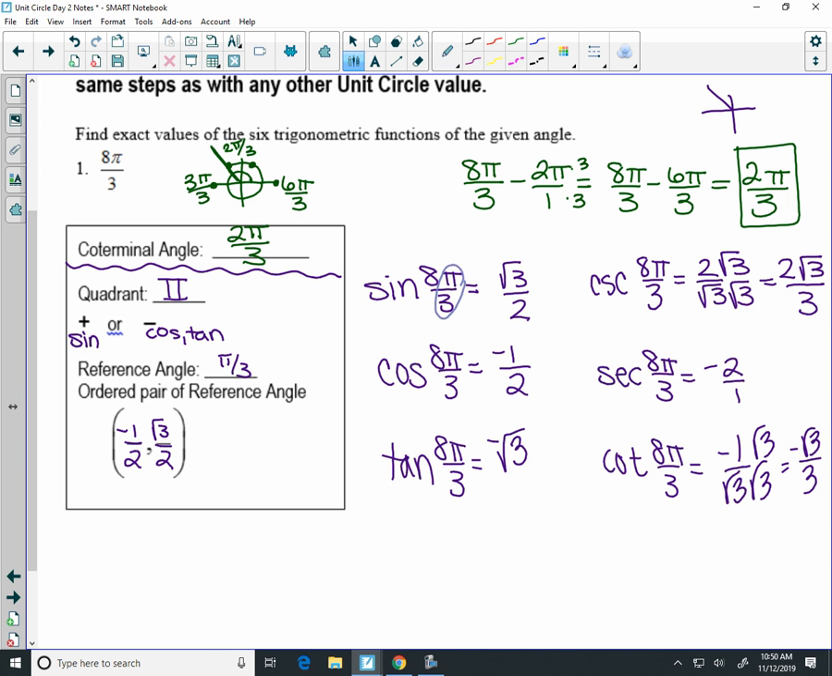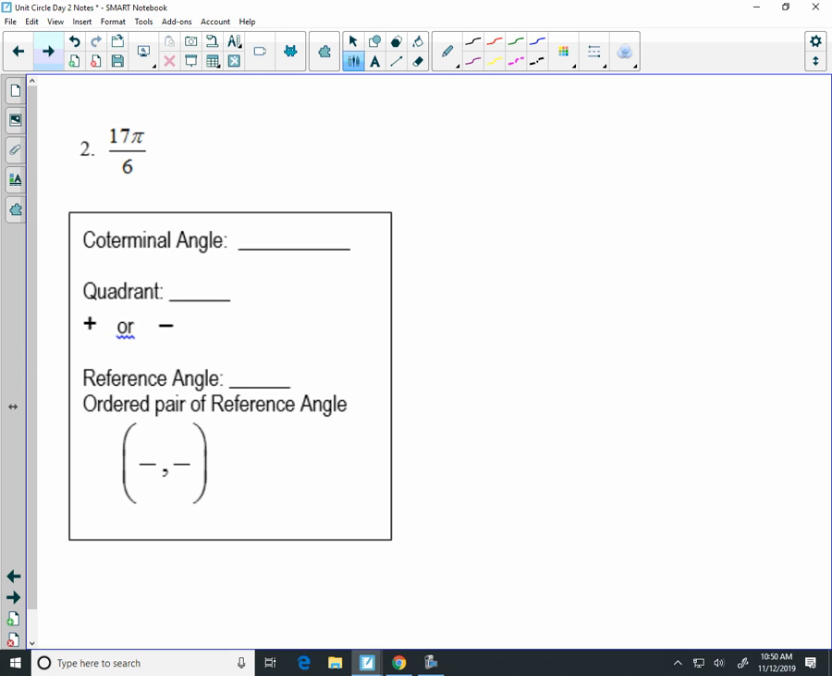So your first step, if you look at this angle, and it is not on your unit circle, it's not one of your unit circle angles, the first step is to get it on your unit circle, make it into one of them. And what we're doing is adding or subtracting 2 pi.